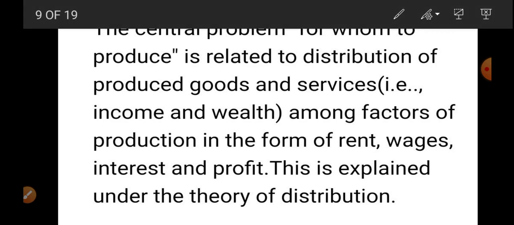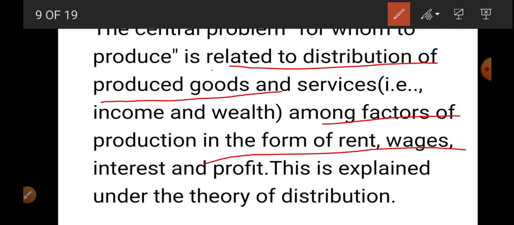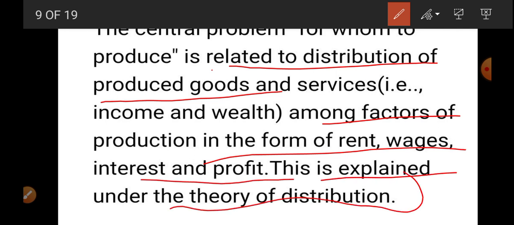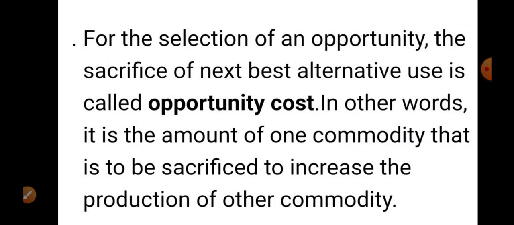Okay, what is written here? It is related to distribution of produced goods and services among the factors of production in the form of rent, wages, interest and profits. This is explained under the theory of distribution. So in this way the concept of the central problems is over.